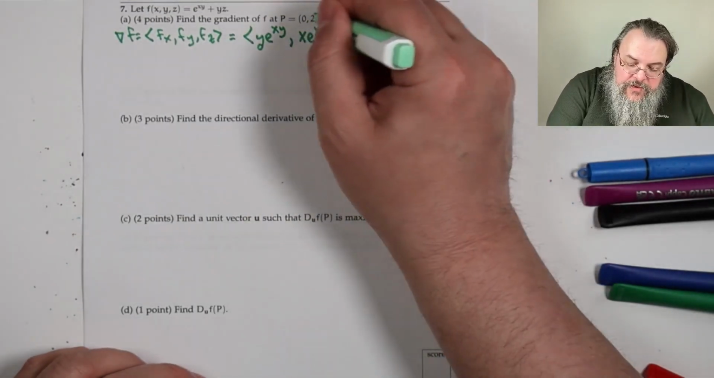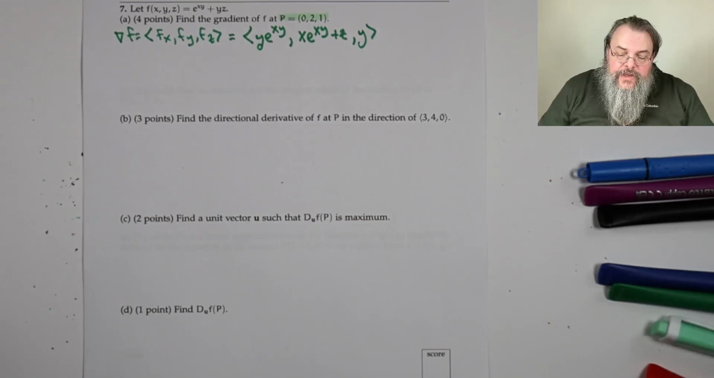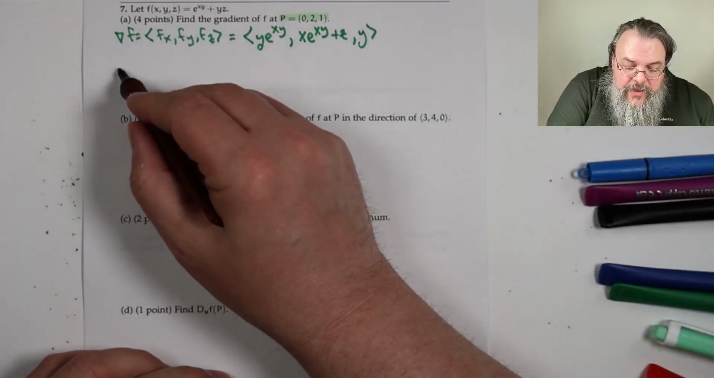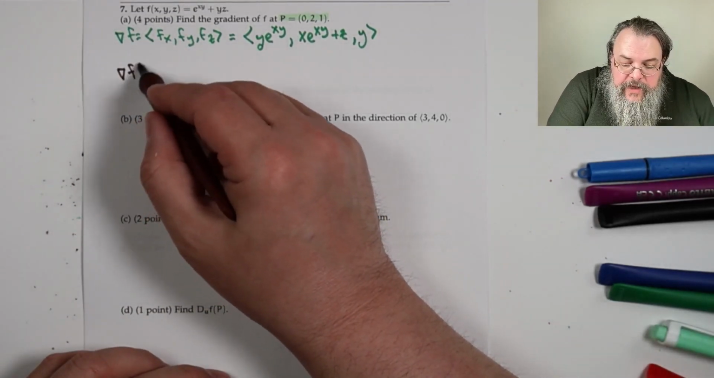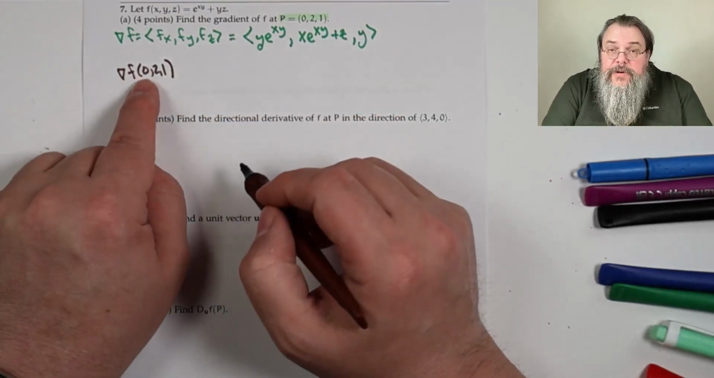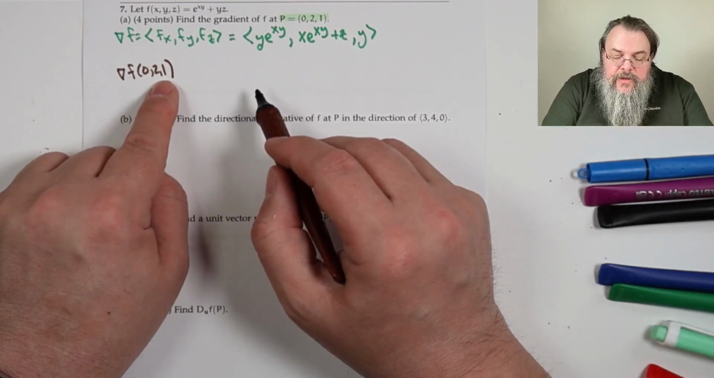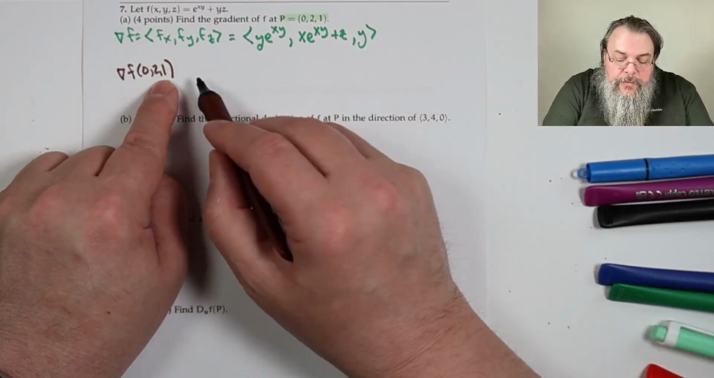Well, maybe it's special, I don't know. But at the point (0, 2, 1), let's plug that in. Gradient f at (0, 2, 1). Everywhere where we see an x, we put a 0. Everywhere where we see a y, we put a 2. Everywhere we see a z, we put a 1.